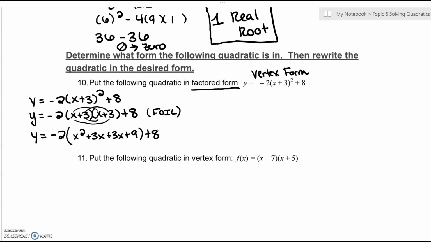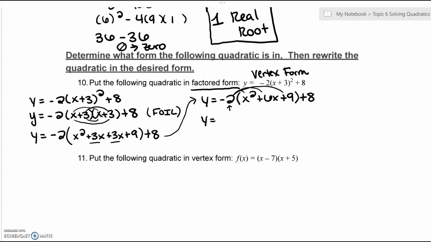So now I notice that I have 3x and 3x. So let's go ahead and combine like terms. So we'll come back up here. So I still have y equals, I still have -2, I still have it in big parentheses. But 3x plus 3x is 6x. And I'm going to keep everything else the same. Now, the reason that we had to keep these in parentheses is because of this -2 out front right here. And now I can distribute this -2 into the parentheses.